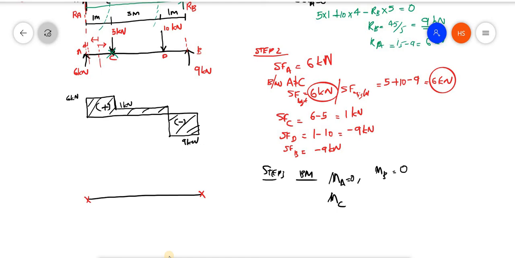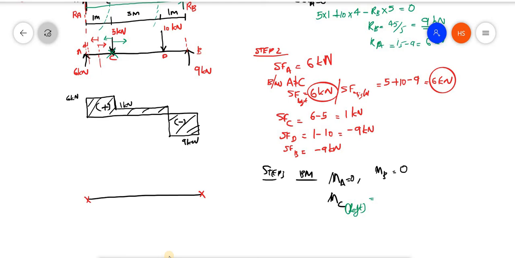Now either I can take the forces to the left or I can take the forces to the right. For example, I am taking the left. What are the forces to the left? Only 6 kilonewton is there. In what direction is it acting? You have to understand how it will be rotating.